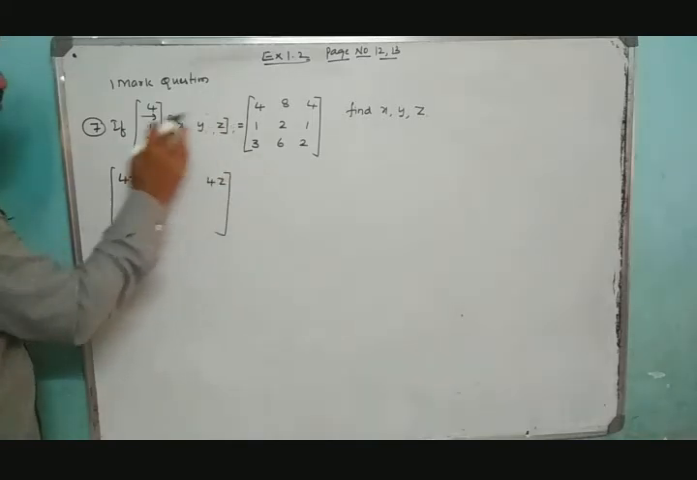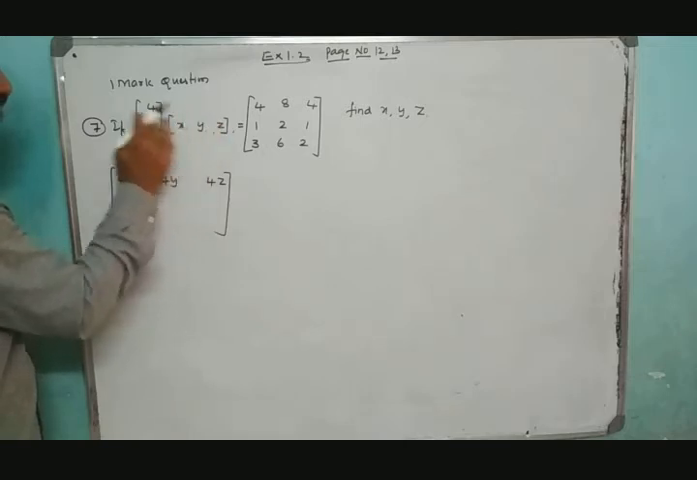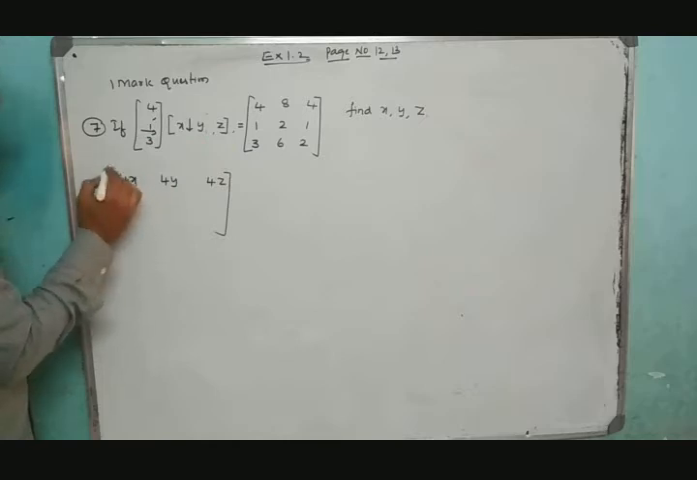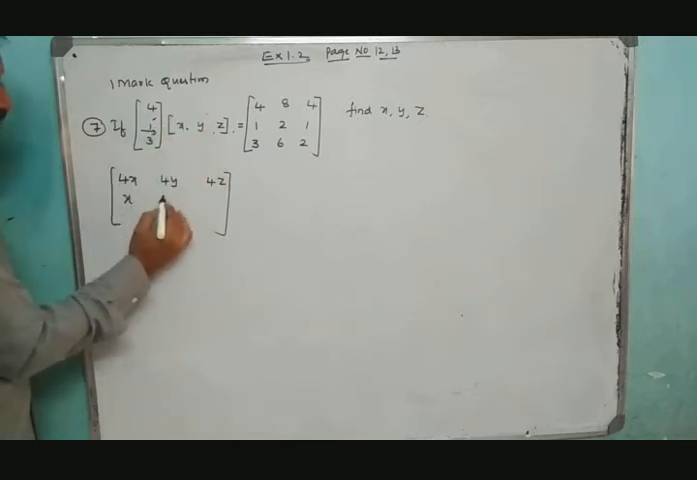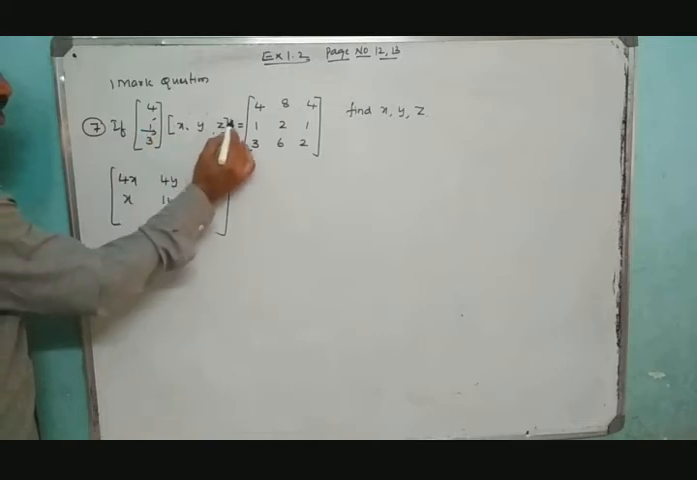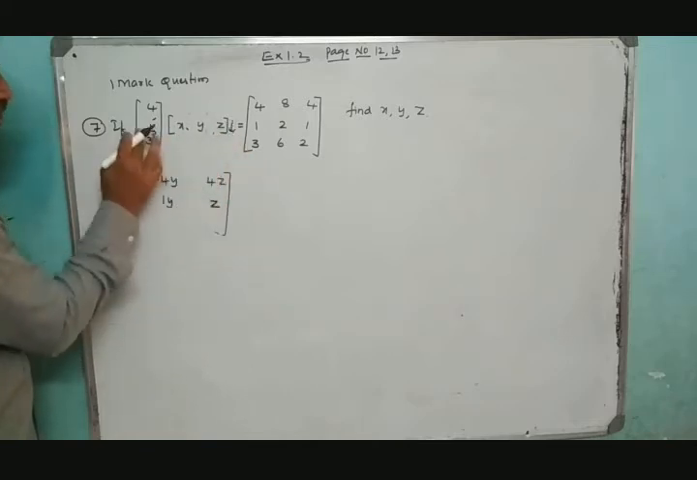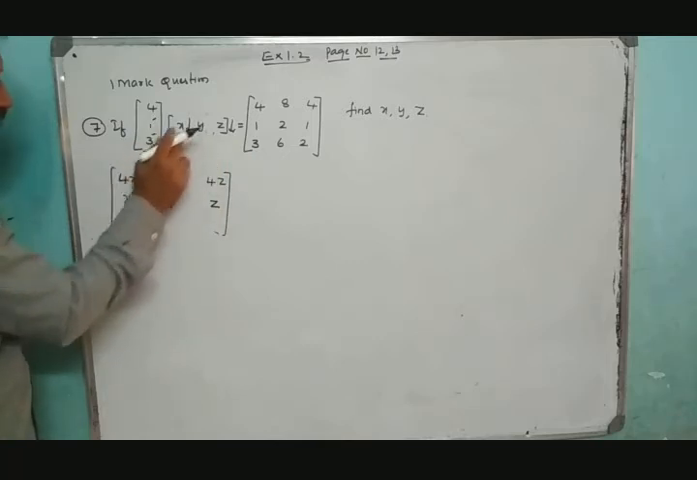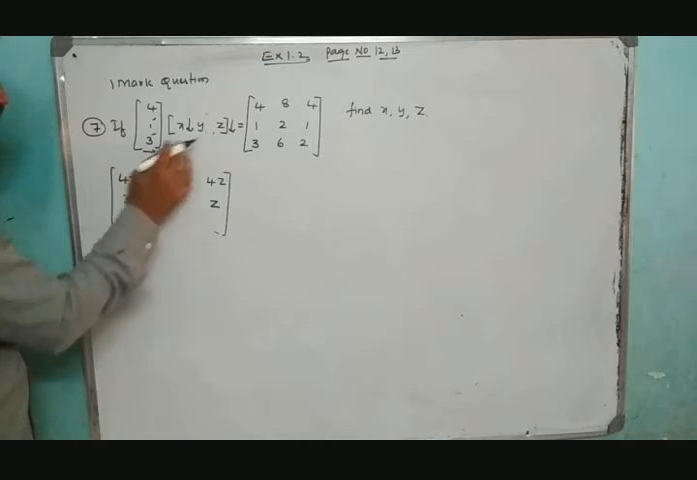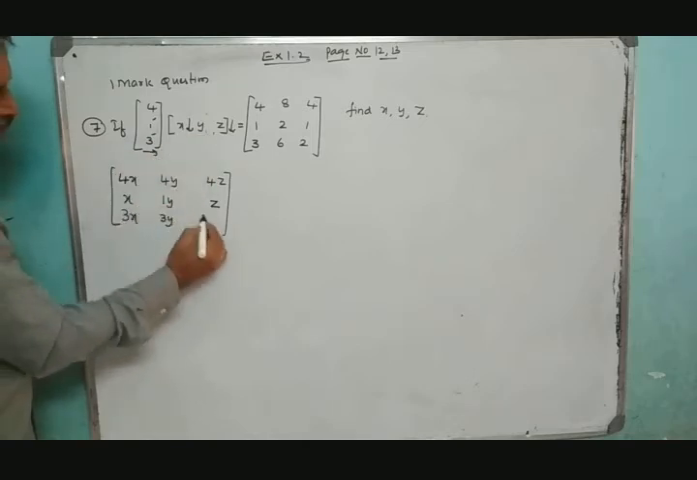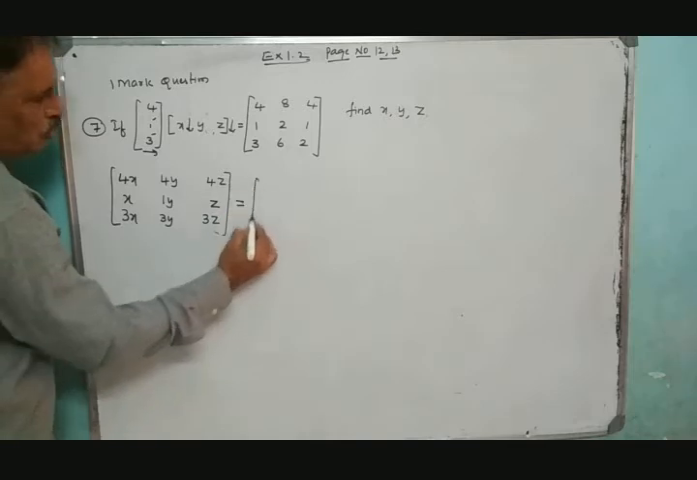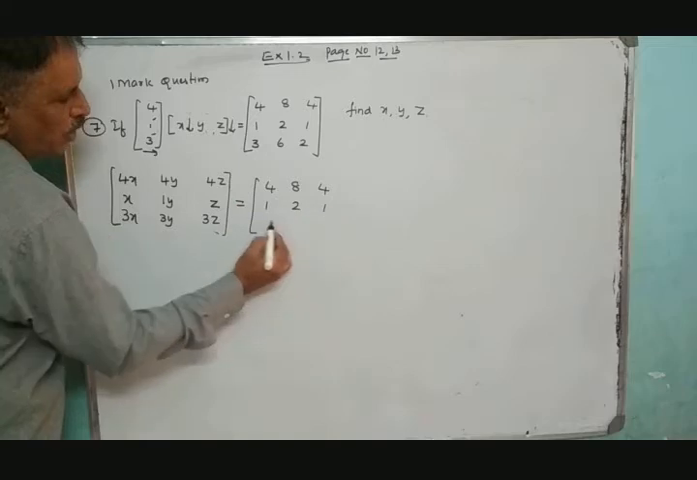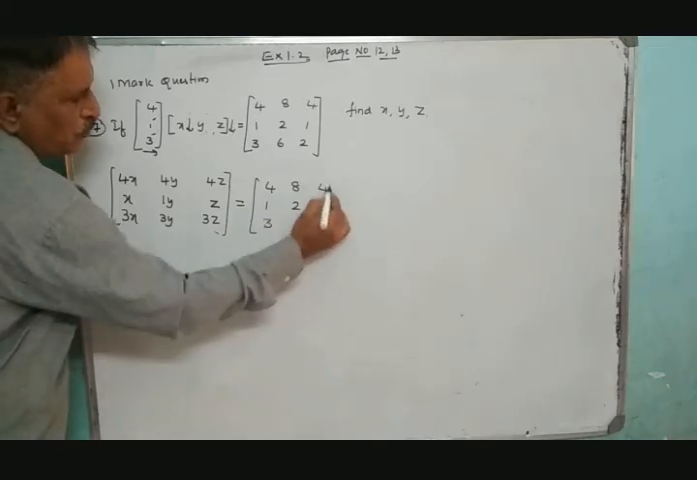Right? So, first row, first column, first row, second column, first row, third column. Second row, first column, 1 into x, x, so 1x. Next, 1 into y, 1y. Okay, second row, third column, 1 into z, 1z. Similarly, third row, first column, 3 into x, 3x. 3 into y, 3y, 3z. Is equal to 4, 8, 4, 1, 2, 1, 3, 6, 2.